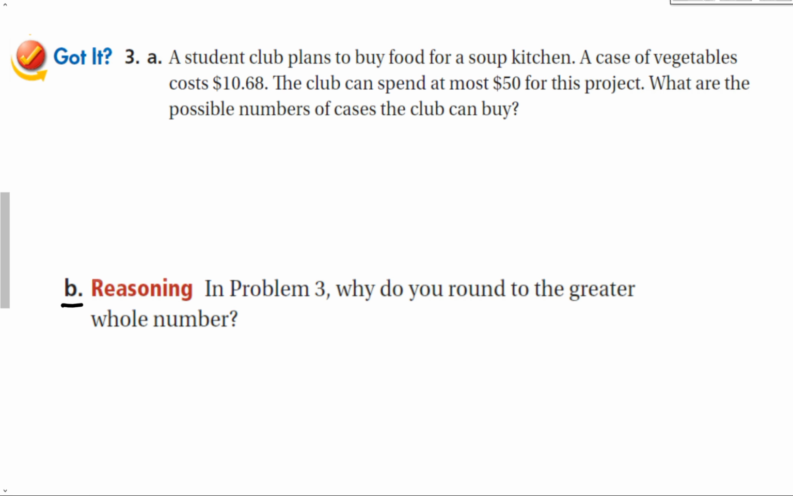A student club plans to buy food for a soup kitchen. A case of vegetables costs $10.68. The club can spend at most $50 for this project. So let's use a variable of V for vegetables. So we're going to do 10.68 times V at most. That means that this must be less than or equal to 50 because I cannot spend more than 50 bucks. That's all I have in my account.